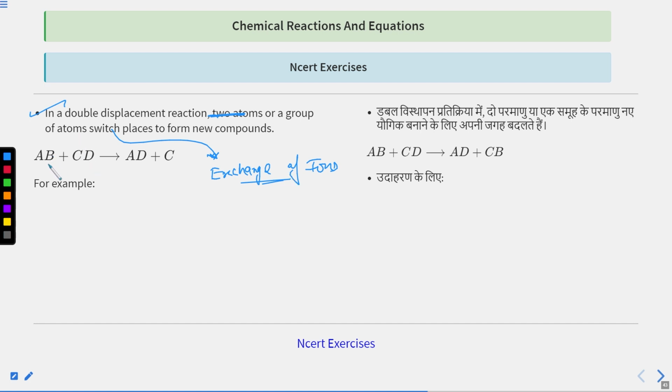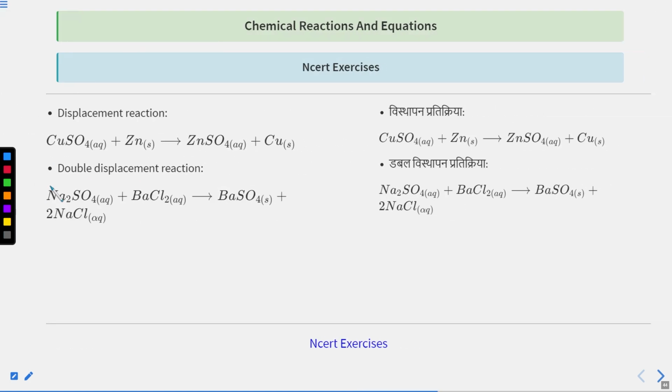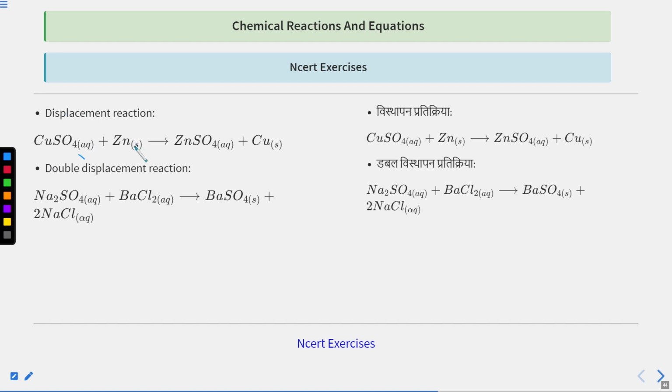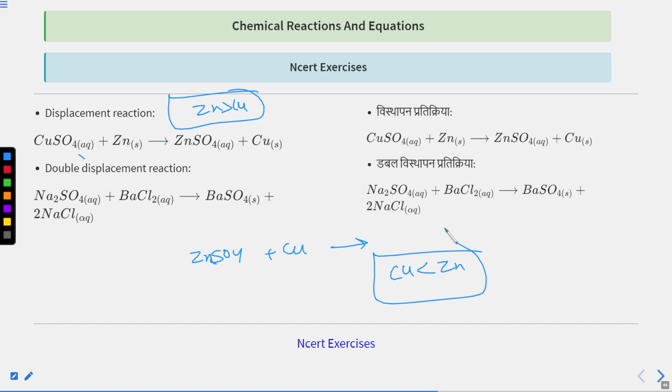The double displacement reaction example: AB plus CD. A will combine with D and C will combine with B. So AD plus CB will be the product. For example, displacement reaction: CuSO4 plus Zn gives ZnSO4 plus Cu, because zinc is more reactive than copper. That's why this reaction is happening. If I reverse this and react zinc sulfate with copper, the reaction will not take place, because copper is less reactive than zinc and zinc is more reactive. That's why this reaction will not happen.